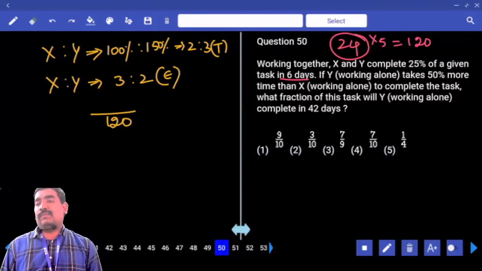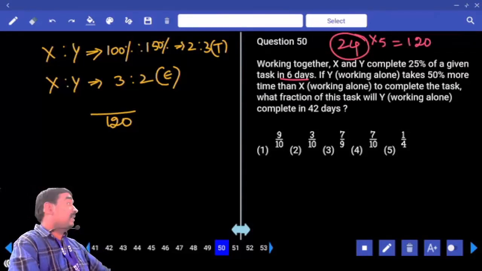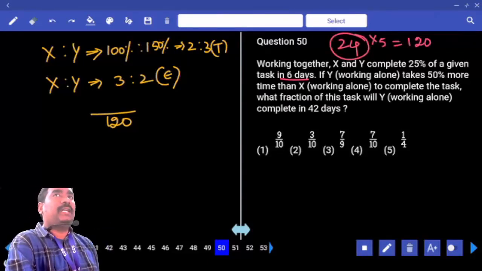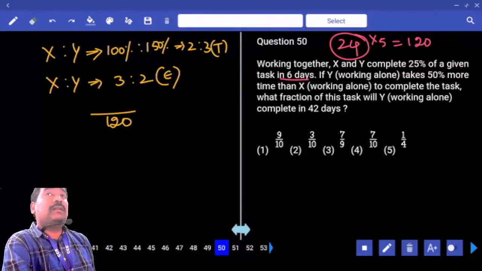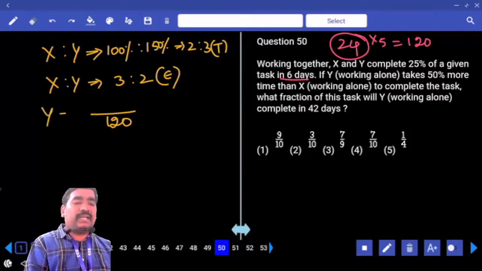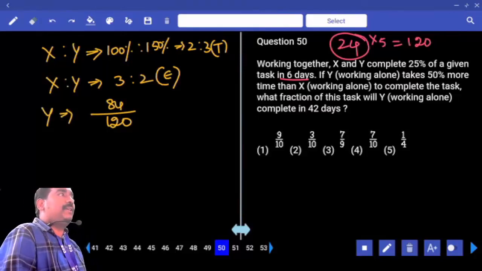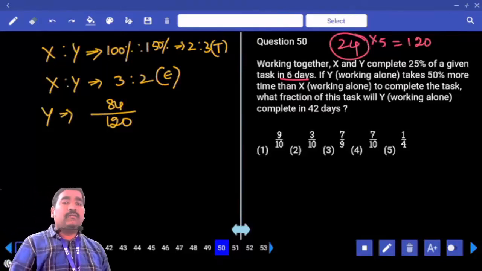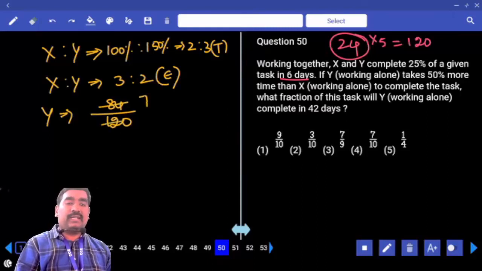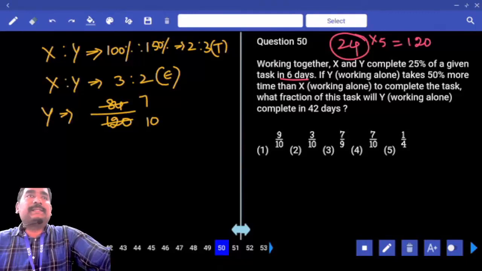Coming to the question: Y can do what fraction of the work in 42 days? Y can do how many units in 1 day? 2 units in 1 day. Then in 42 days, Y can do 42 times 2, how much? 84 units Y can do out of 120. What fraction? 84 by 120 is 7 by 10. 7 by 10 is your answer.